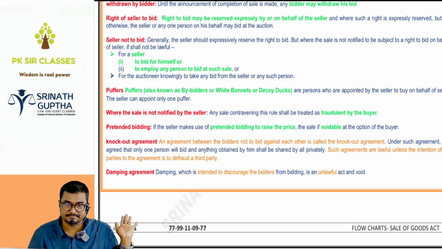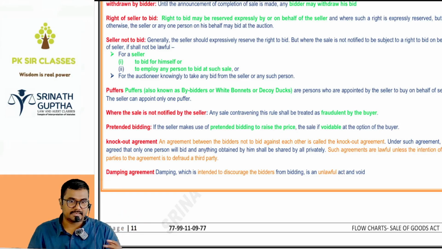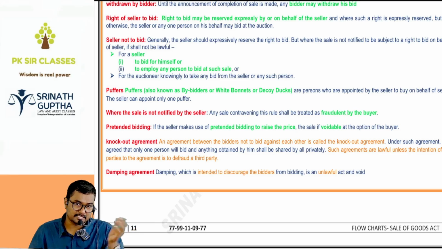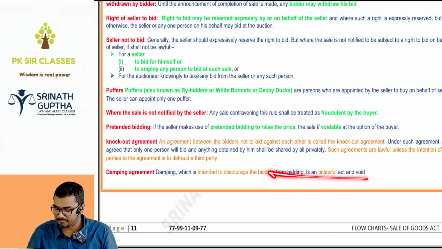Then next, damping. If there is any agreement between the bidders not to participate in the bid at all, Gopal said to everyone, no one should come to bidding so that he can take it for a lesser price. That is said to be damping, and that is unlawful.